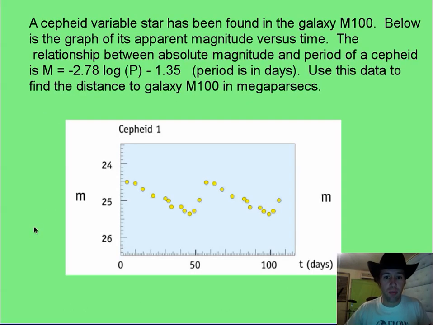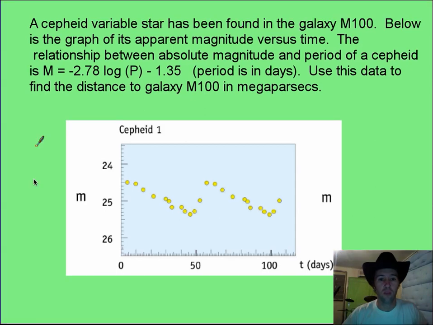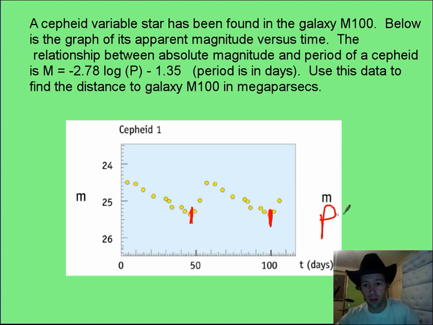Here is a sample problem to use your new knowledge of the standard candleness of a Cepheid variable. Pause it, see what you can do to solve this. Hopefully, you looked at your graph and you got down to business, and one of the first things you should have done was estimate your period. And I estimated that to be about 53 days. You might be close to that, won't matter too much.